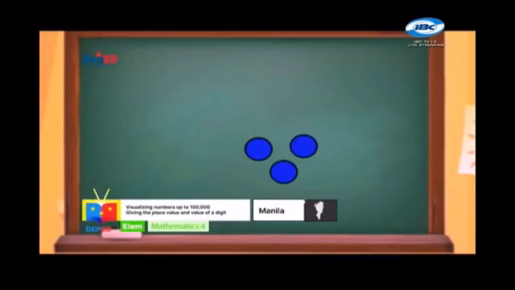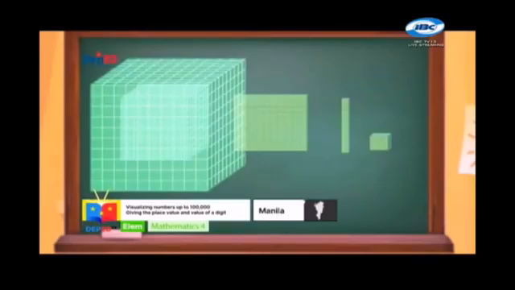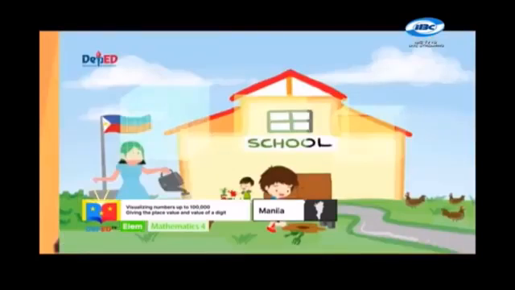Aside from using number discs, we can also use the base 10 blocks. Blocks, flats, longs, and units. 1 block is equal to 1,000. 1 flat is equal to 100. 1 long is equal to 10. And 1 unit is equal to 1.